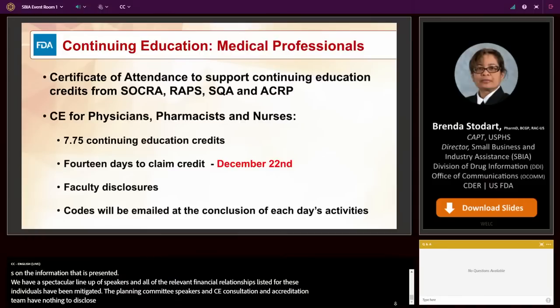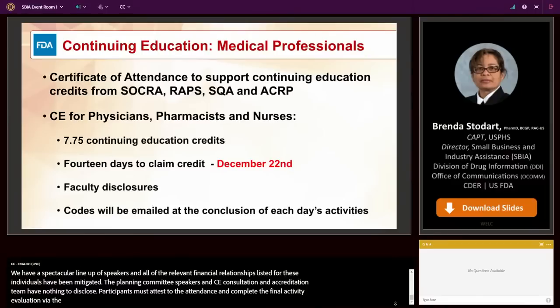Participants must attest to the attendance and complete the final activity evaluation via the CE portal, that's ceportal.fda.gov. For multi-day activities, participants must attest to their attendance and complete a faculty evaluation for each day.